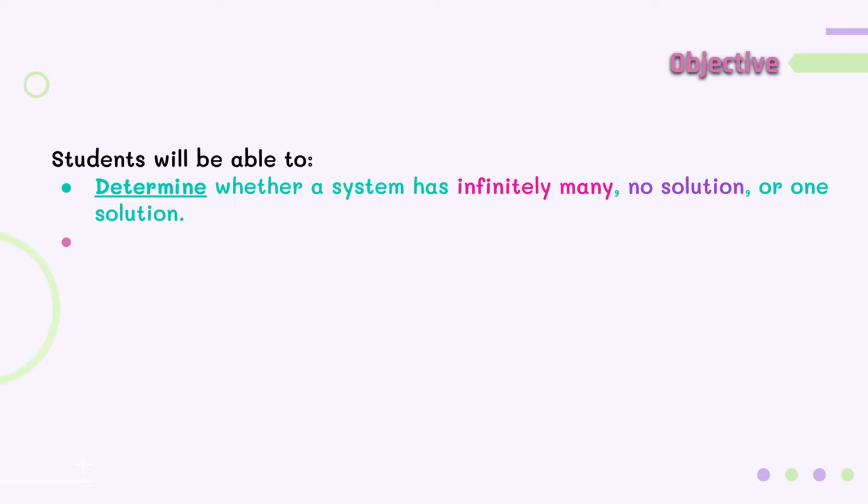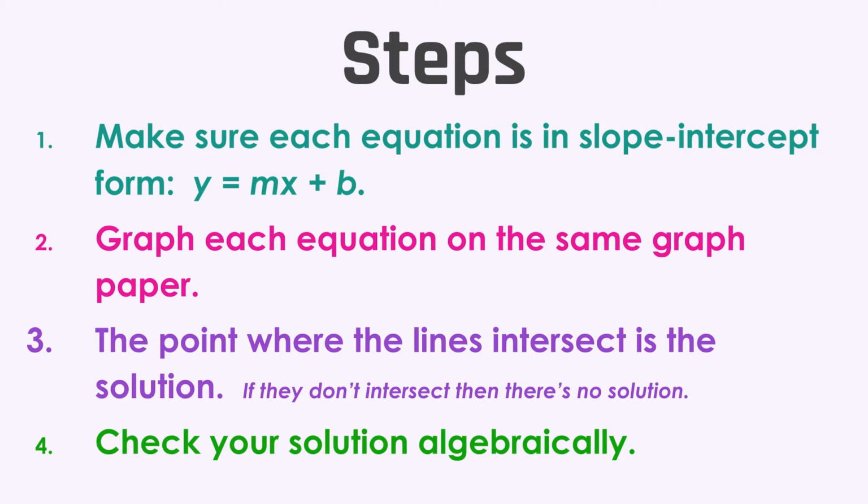In this lesson, students will be able to determine whether a system has infinitely many, no solution, or one solution. So the steps to determine that is make sure each equation is in slope-intercept form, so y equals mx plus b, graph each equation on the same graph paper, and the point where the lines intersect is the solution. If they don't intersect, then there is no solution. And then check your solution algebraically.